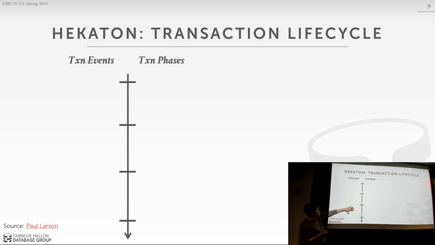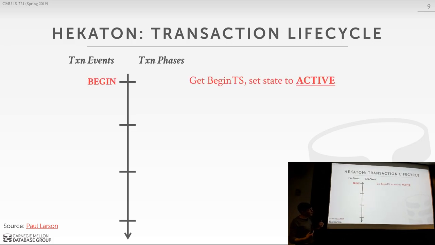So let's go through the lifecycle now of a transaction. On one side, we're going to have events: what happens when a transaction executes? What is it telling the database system it wants to do? And then we'll have the phases we enter based on the state map. So we start with the begin. Again, we get the begin timestamp for our transaction, and we add an entry into the state map to say we're now an active transaction.